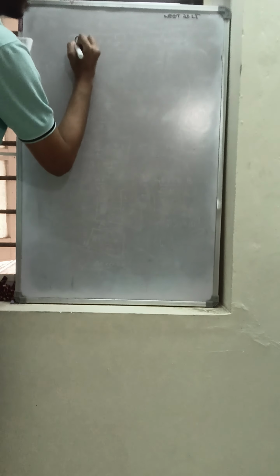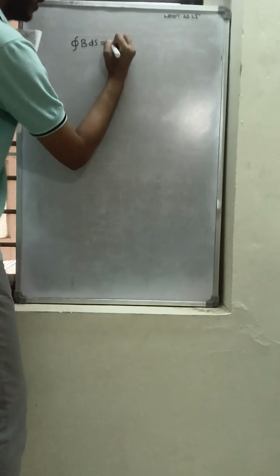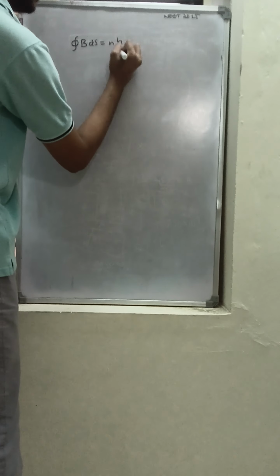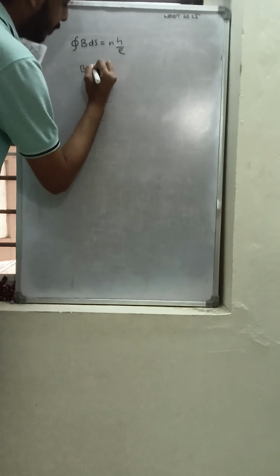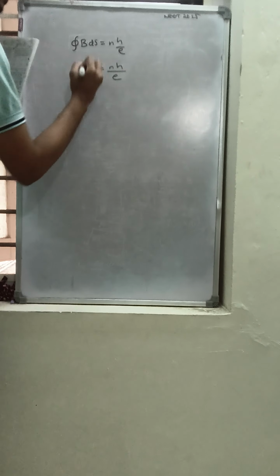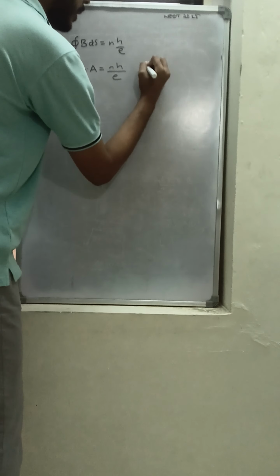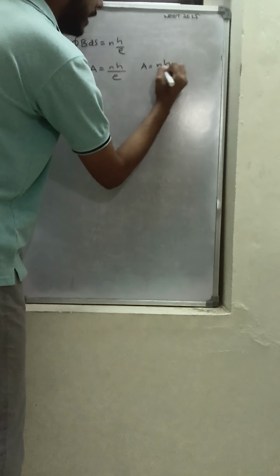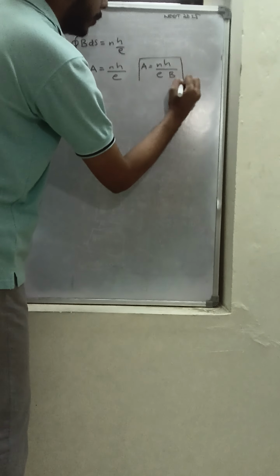So flux is easily found by the integral of B dot dS equal to nh/e. And we know that when we integrate it, we will get B times area equal to nh/e. Now this is the equation, and we're going to derive the area from here. Area equal to nh/(eB). So this is our first equation.